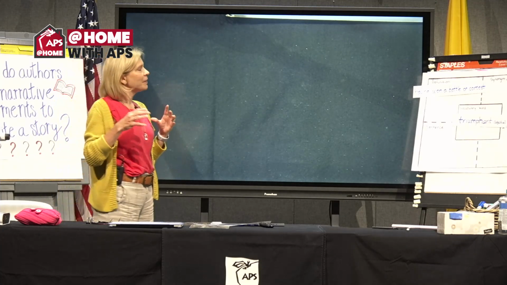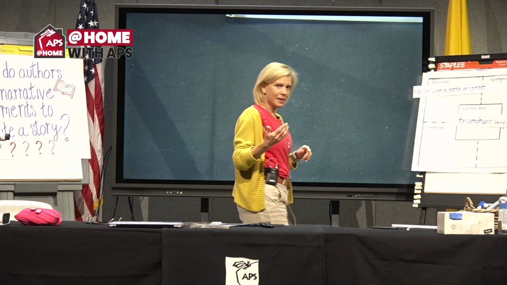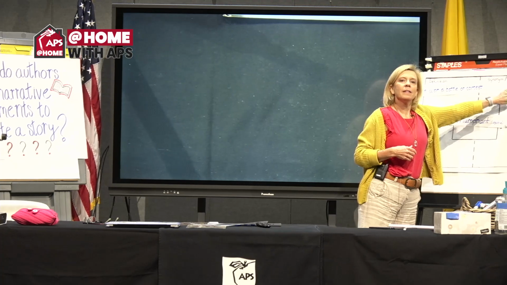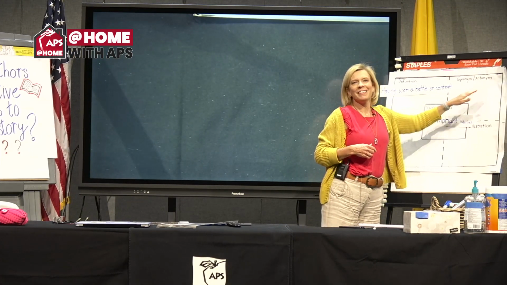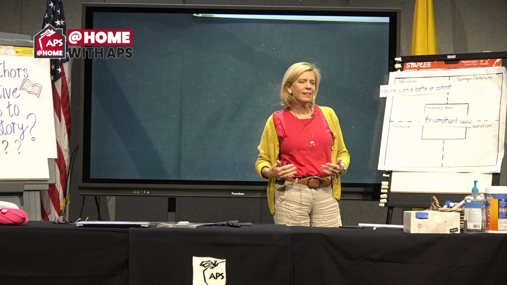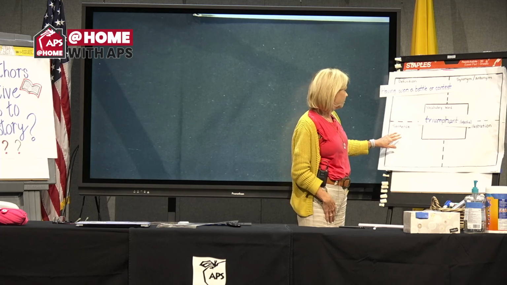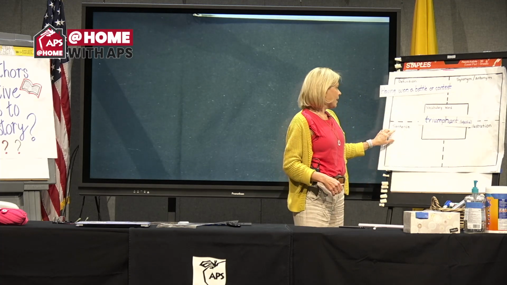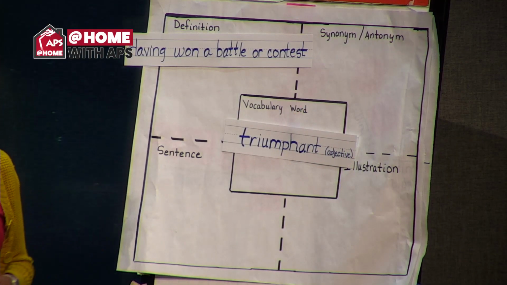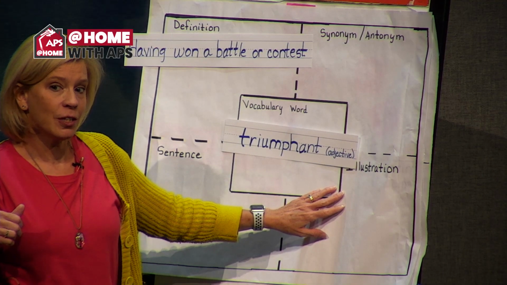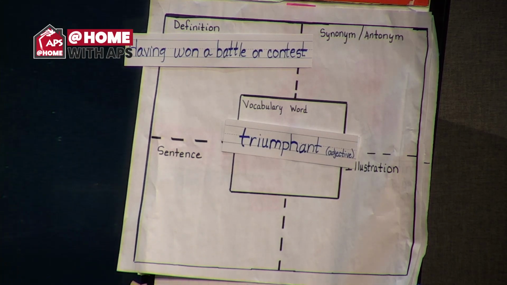So think of some synonyms for triumphant. I gave you some. So I'd like you to put some synonyms there. What about something that's opposite, an antonym? So the opposite of triumphant, maybe unsuccessful. You didn't quite succeed at what you were trying to do. So if you think of some synonyms and some antonyms, and then a sentence. How could you be triumphant? How are you triumphant in your life? We've all had triumph, right? And then an illustration, maybe of the triumph that you had.